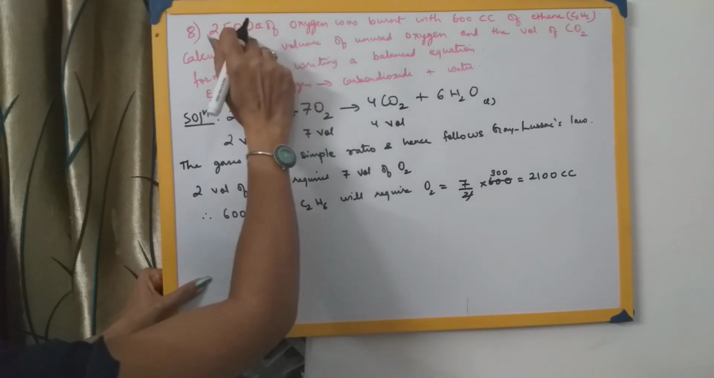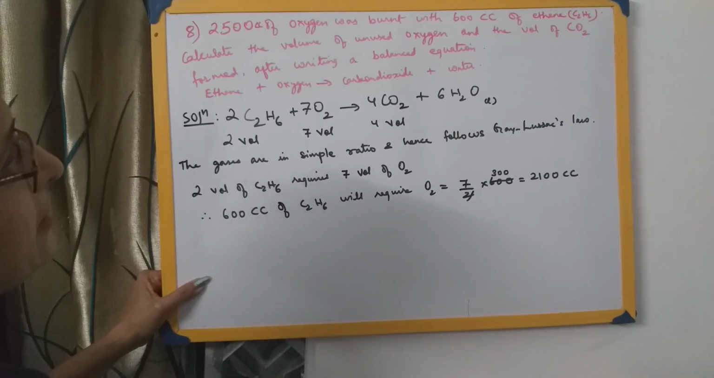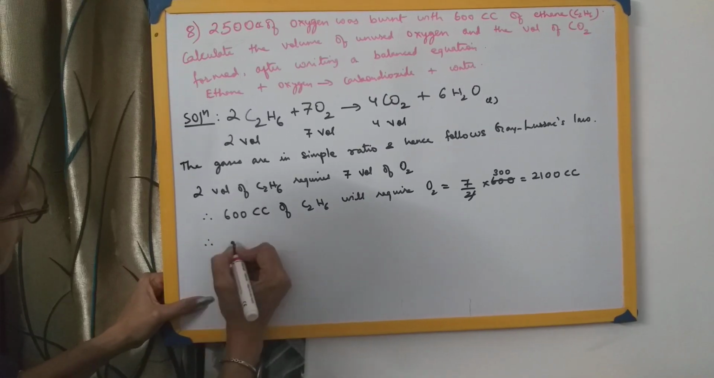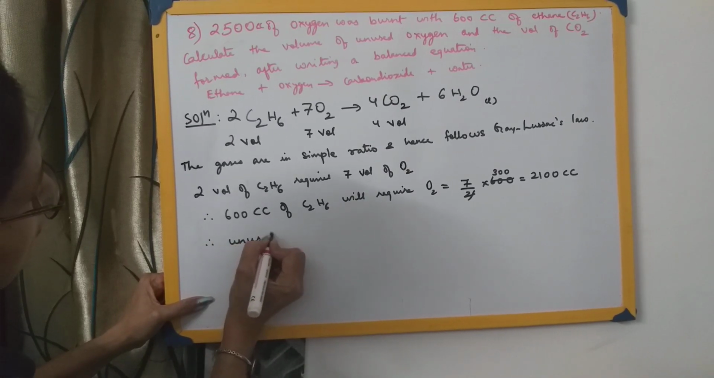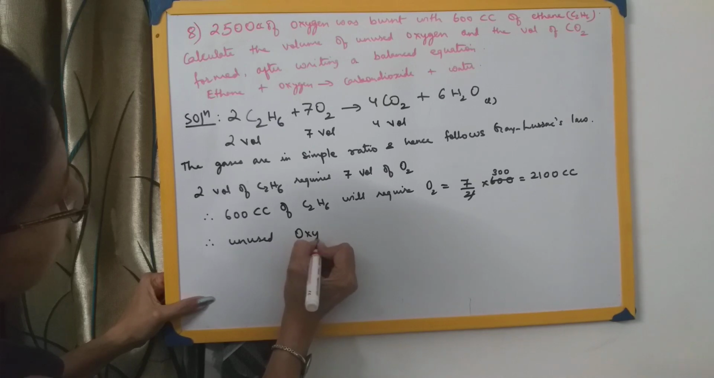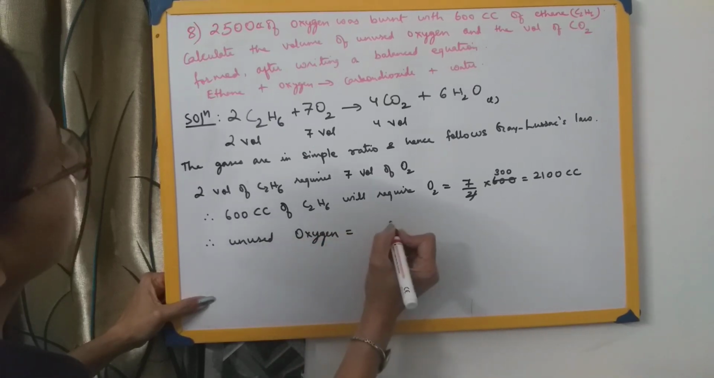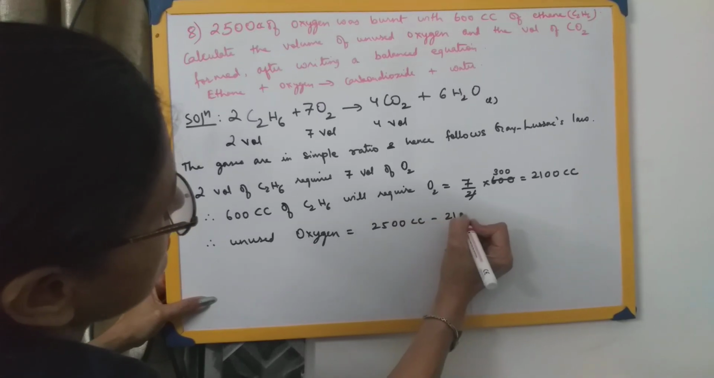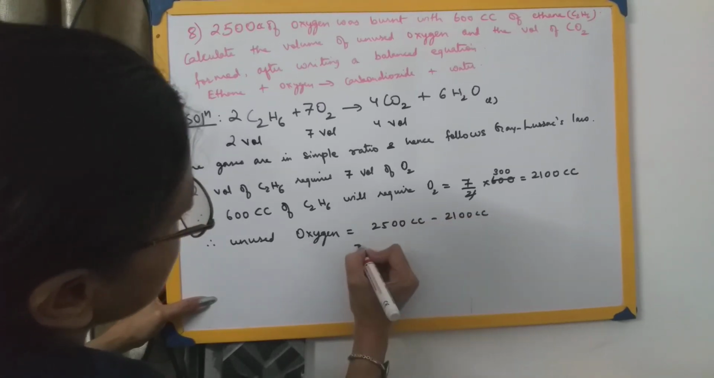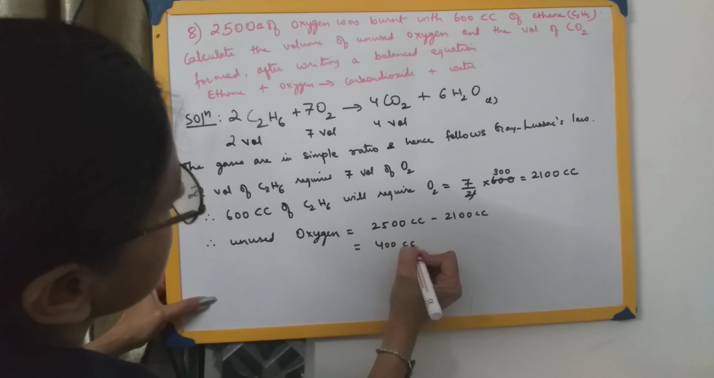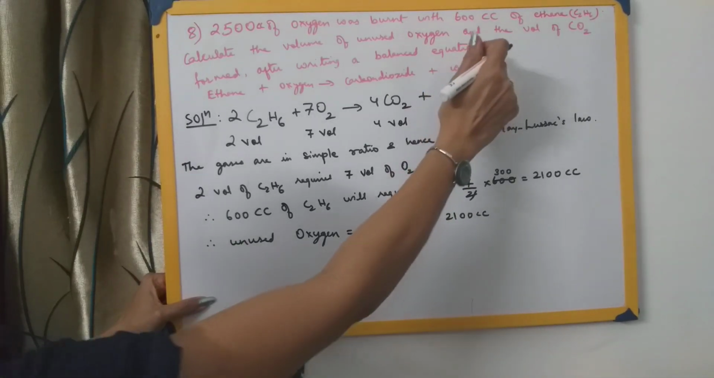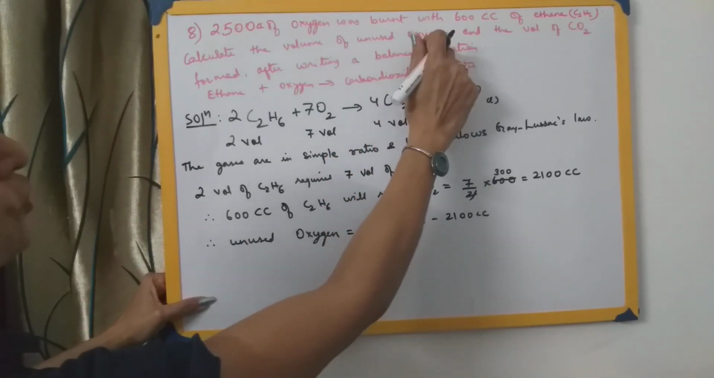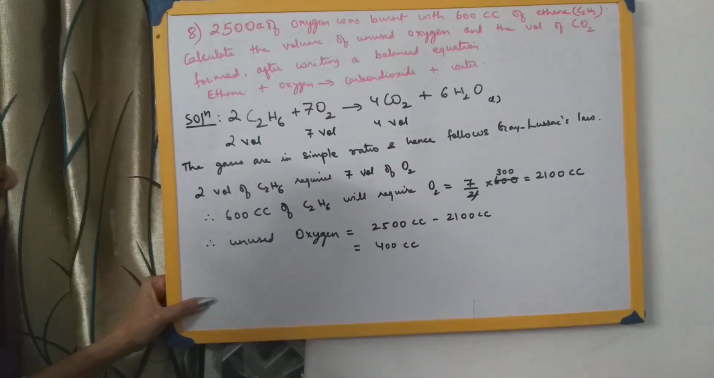But here we have been provided with 2500 cc. So therefore unused oxygen, what will this be? 2500 cc minus 2100 cc. So that is 400 cc. So we have completed the calculation of the volume of unused oxygen and the volume of carbon dioxide formed.